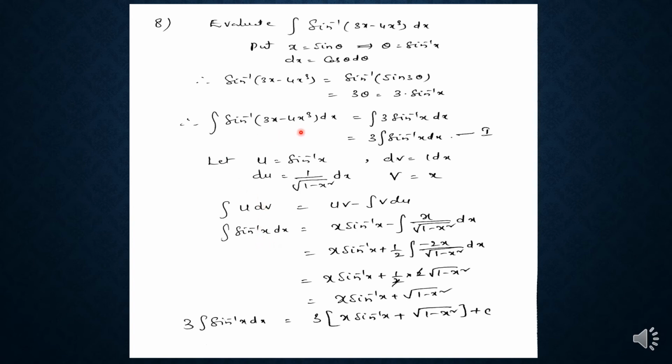But our given integral, the integral of sine inverse of 3x minus 4x cube dx, is equal to 3 into the integral of sine inverse x dx. This is the formula. So that is equal to 3 into, by substituting the value of the integral of sine inverse x dx, x sine inverse x plus root of 1 minus x square, plus c.